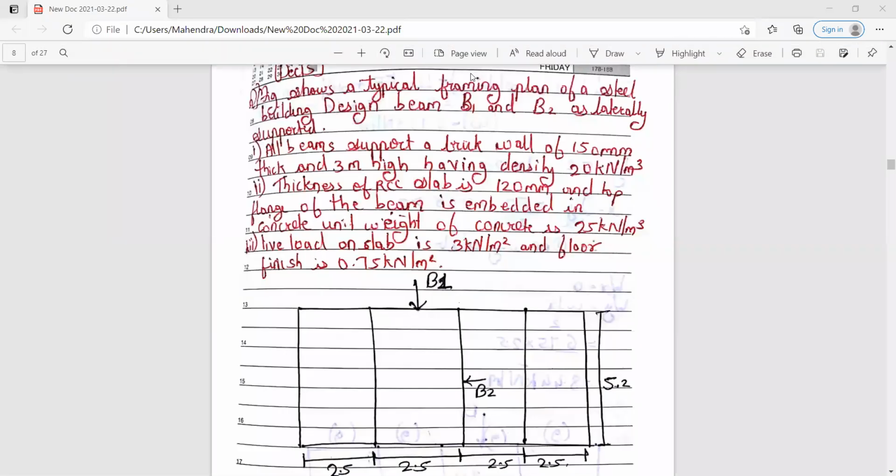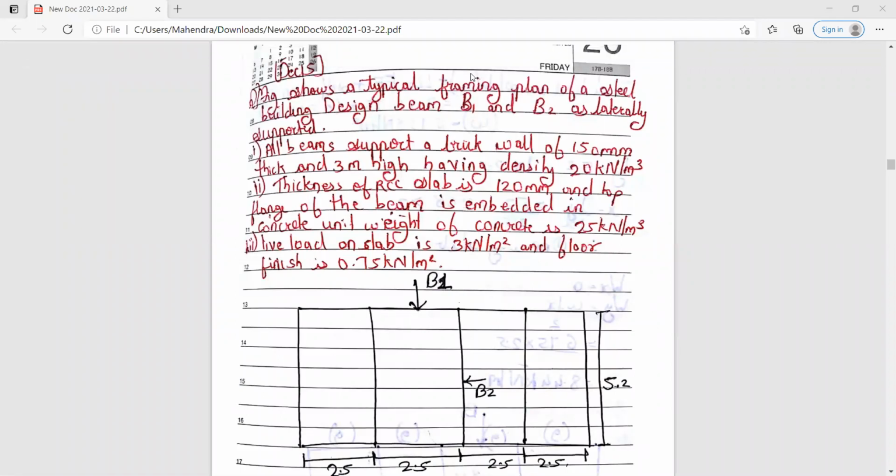Good afternoon, everyone. In yesterday's lecture, we had seen the design of beam steps, the steps that you need to follow whenever you are going to design a beam. Today we'll start with the sum. This particular sum was asked in the December 15 paper of Mumbai University, so I'm taking that sum only.